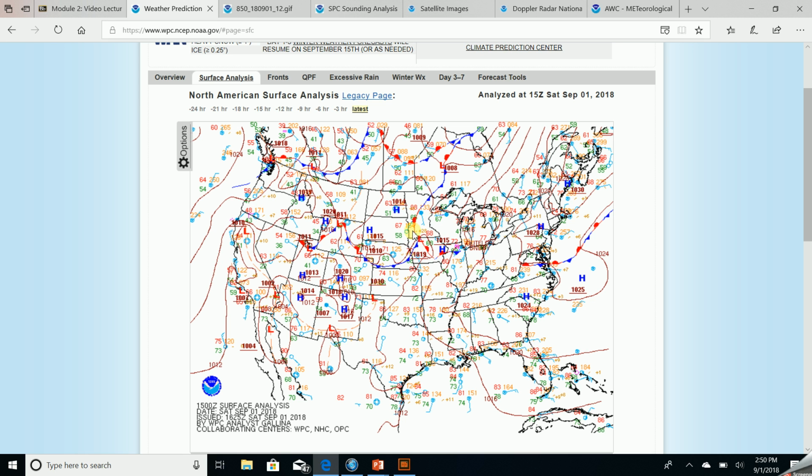Now that you've got the pressure gradient helping to push that air, remember, air is always going to want to flow from high pressure to low pressure. We're going to go that way. Now let's add the Coriolis force. The Coriolis force always acts to the right of the wind in the northern hemisphere. If you go south in the southern hemisphere, it's going to be the opposite. But if you're in the northern hemisphere, the Coriolis force is going to act to the right.